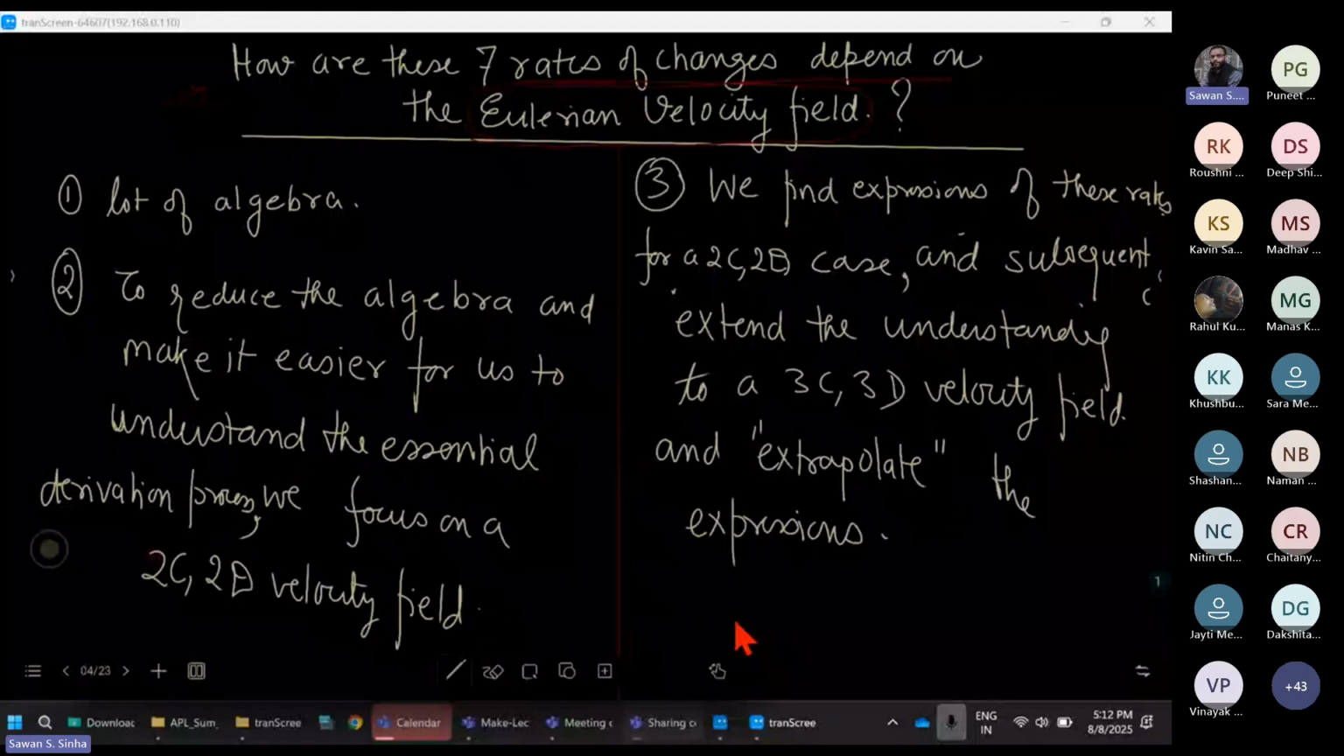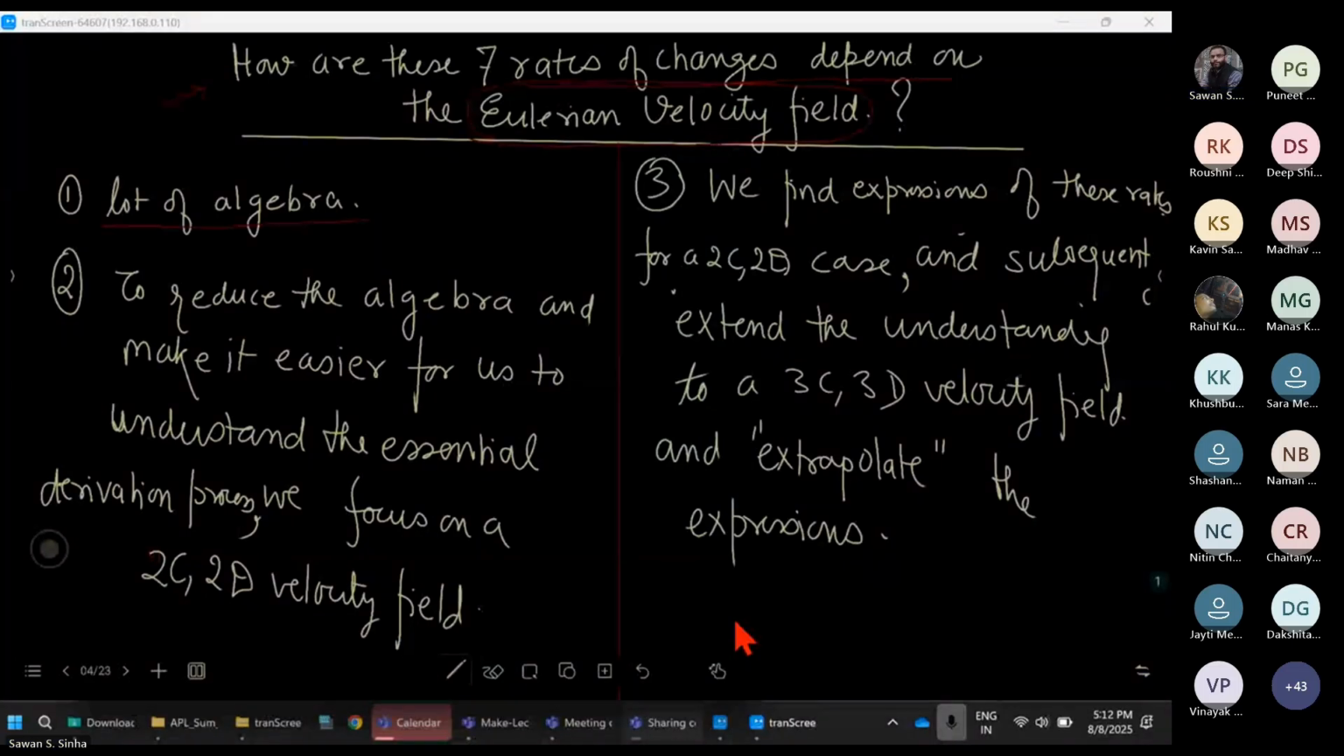So the definition is based on physical understanding that these are the things which quantify rates of deformation, but we want to relate it to the background Eulerian velocity field. Now that will require a lot of algebra for a general 3C, 3D velocity field.